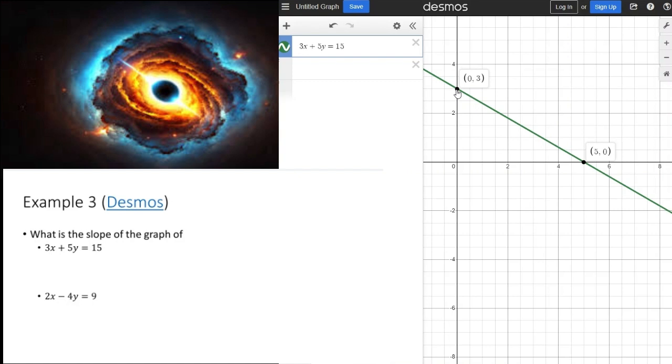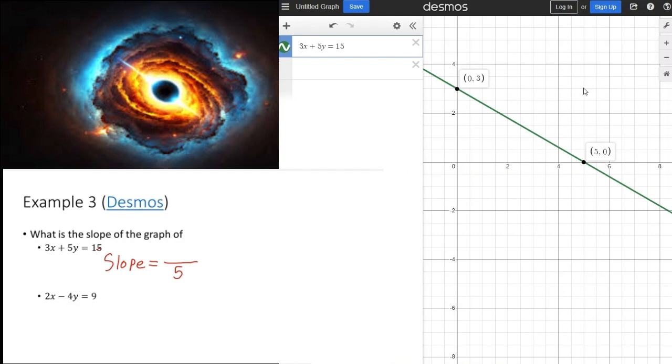Think about us traveling from the point (0, 3) to the point (5, 0). What would be our rise? What would be our run? Well, if I start at (0, 3), I would have to travel to the right 5 units. So if we were to calculate our slope, my run is 5, and it's positive because I went to the right. If I went left, I'd make my run negative.